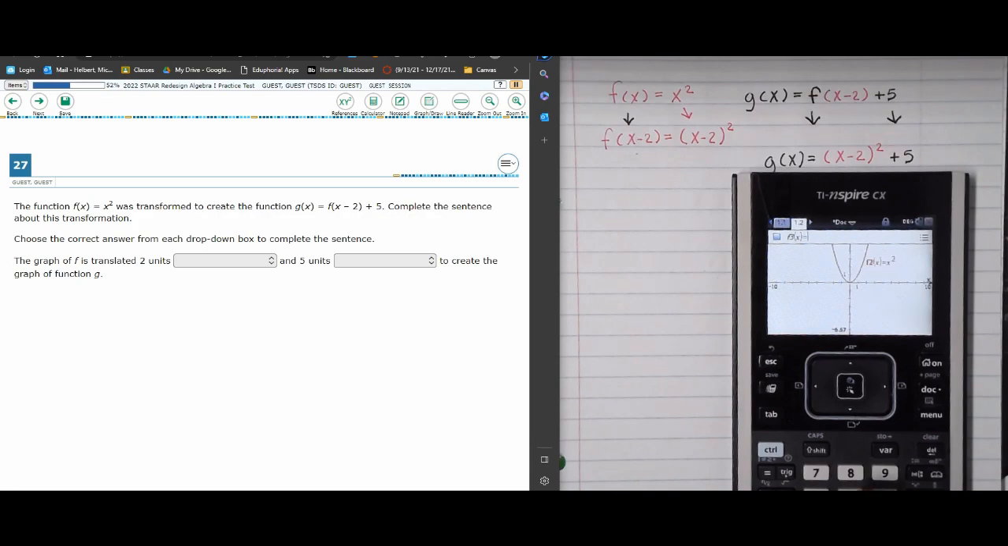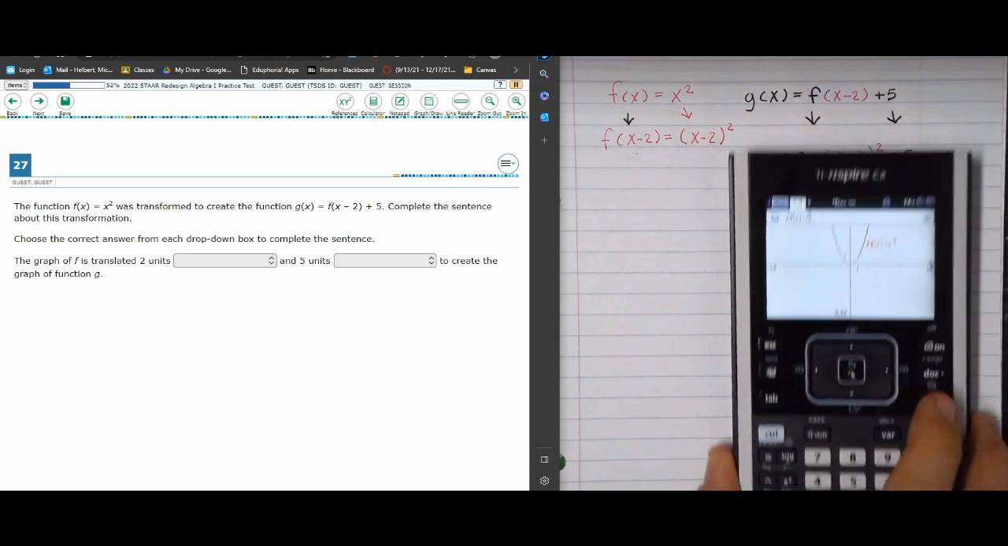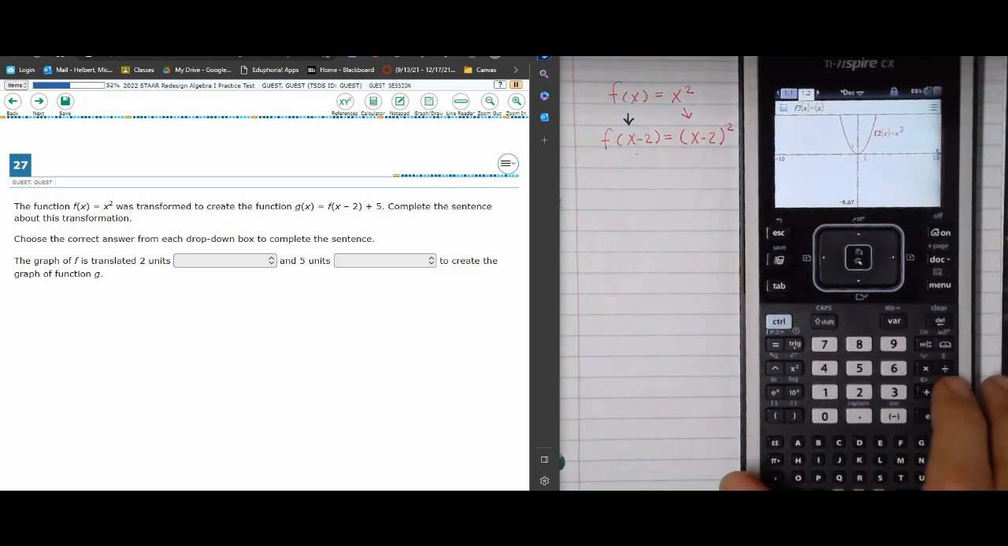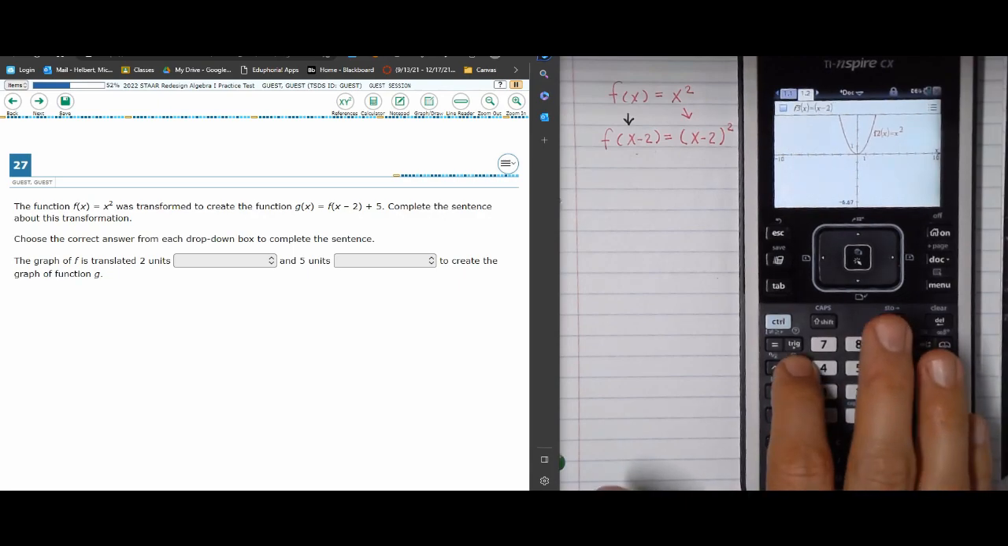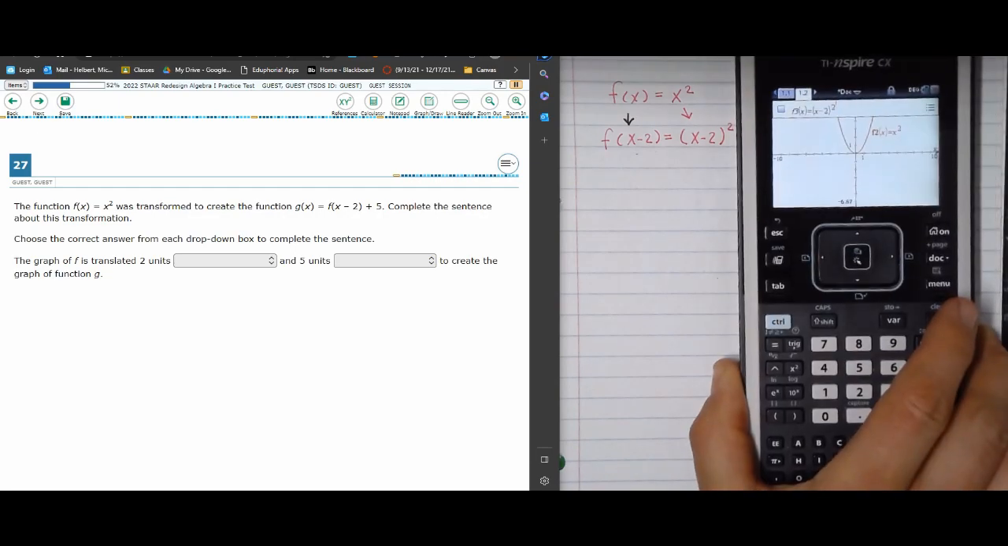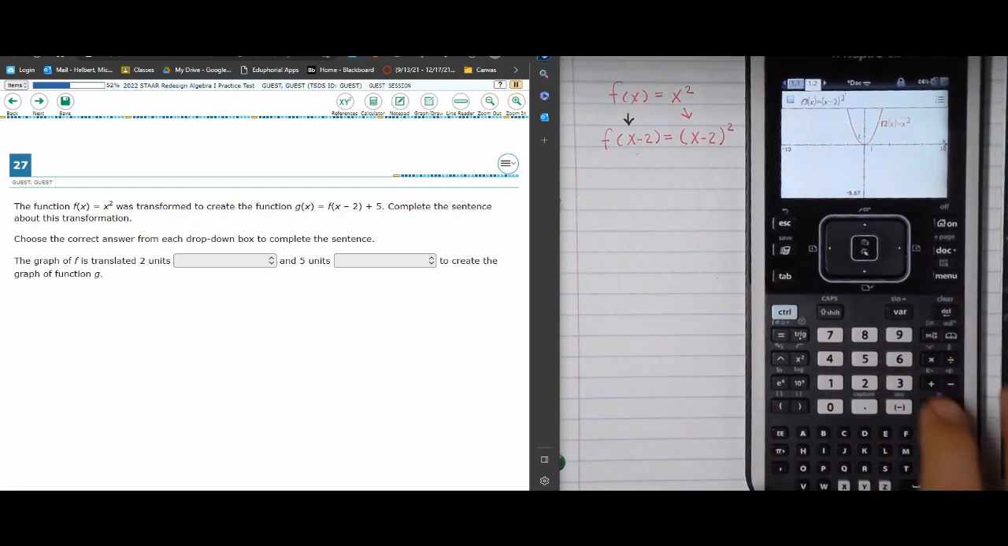And I'm going to put my parenthesis, click on there, and move this up. x minus 2, close parenthesis, squared. And then it was plus 5, right? We have a plus 5 there. So I'm going to put plus 5. Hit enter. And there's the change.